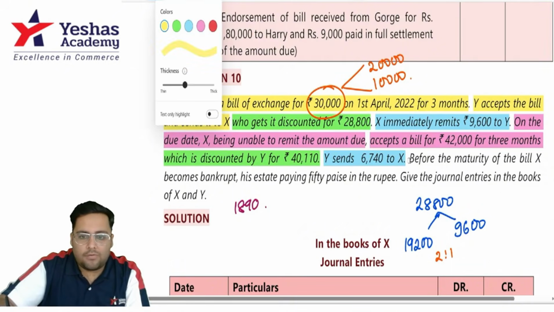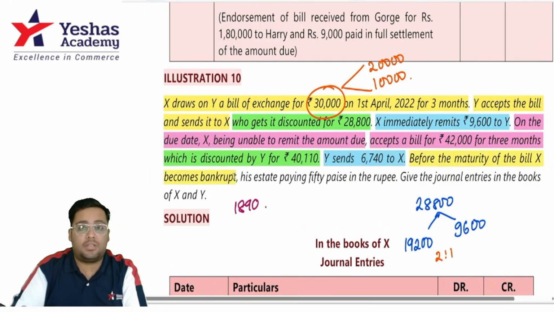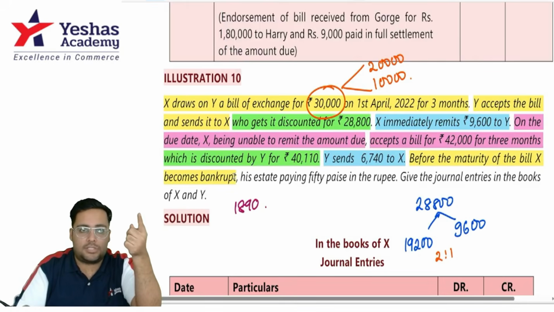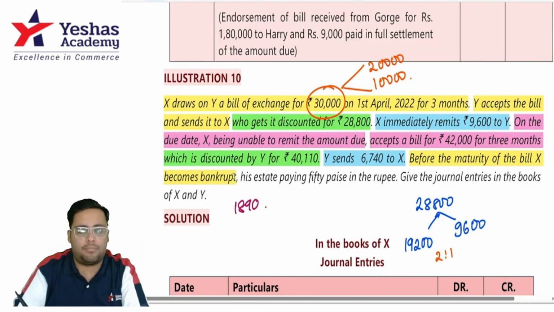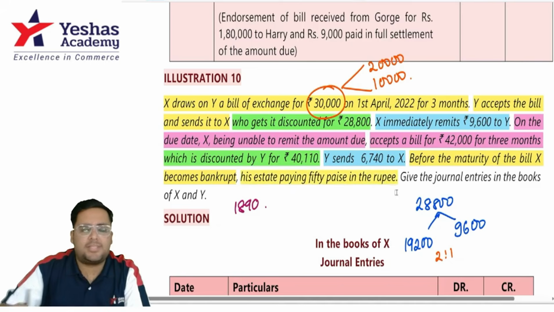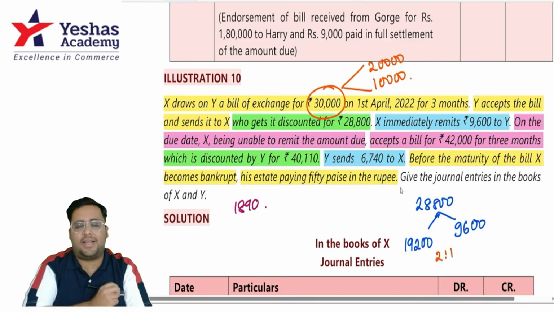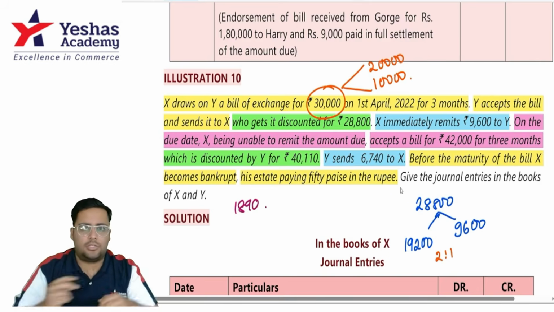Before the maturity of the bill, X becomes bankrupt. X did not pay the money of the first bill, and for the second bill also, he is becoming bankrupt. His estate has paid 50 paisa in a rupee. 50% has been paid. Give journal entries in the books of X and Y. Can we go ahead to record journal entries?